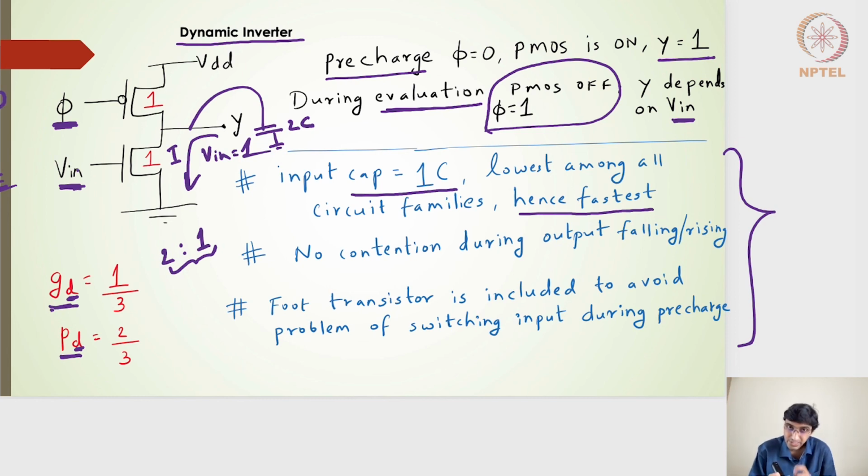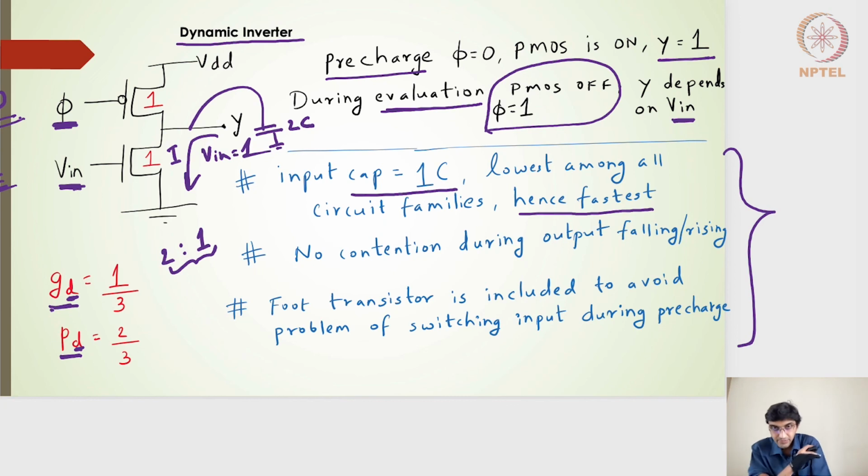And if input is not 1, the reason is that if input is 1, I will have NMOS and PMOS both on. Thereby, there will be a current here and then a current here, so VDD will supply the current to the ground. So assuming that in the pre-charge mode, when phi is equal to 0, V input is not equal to 1.